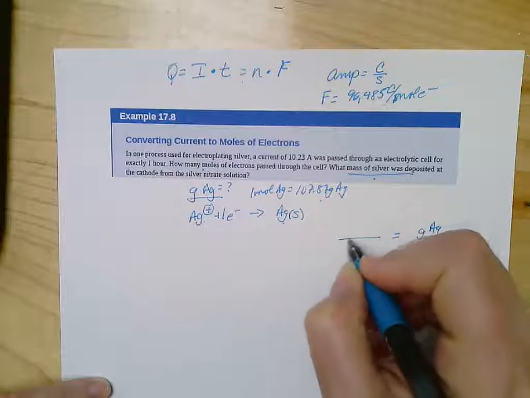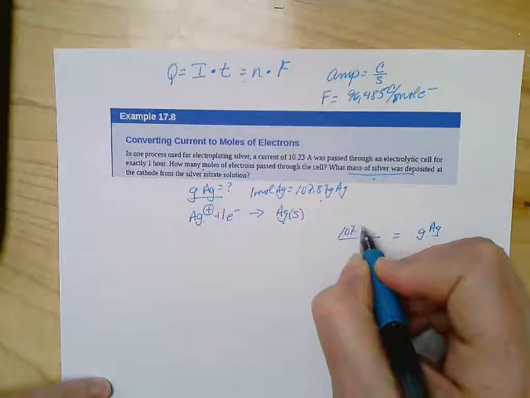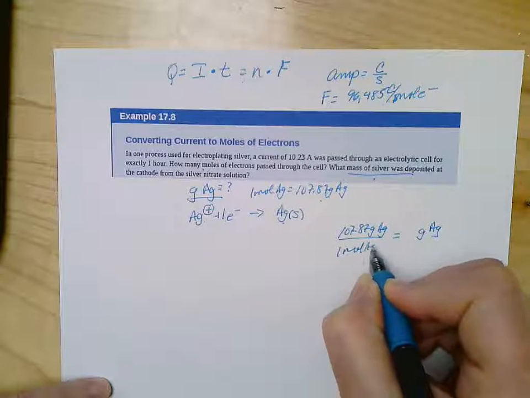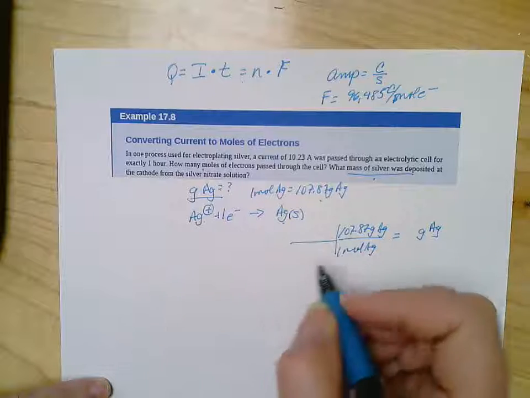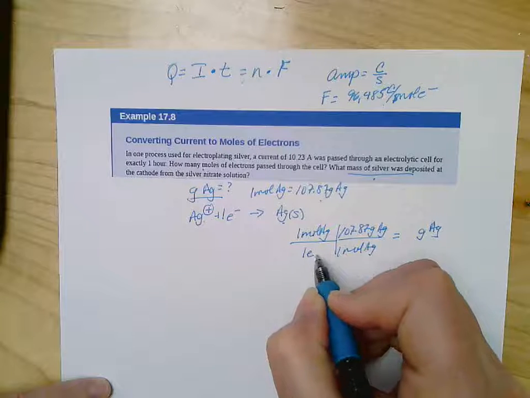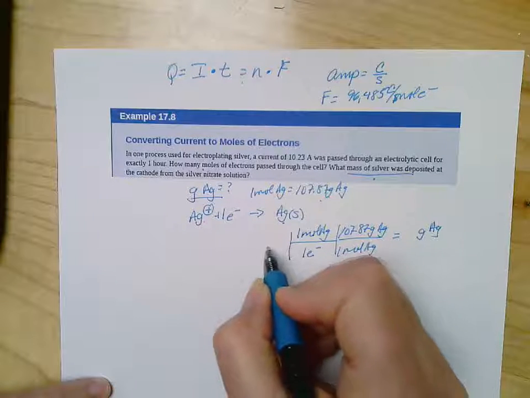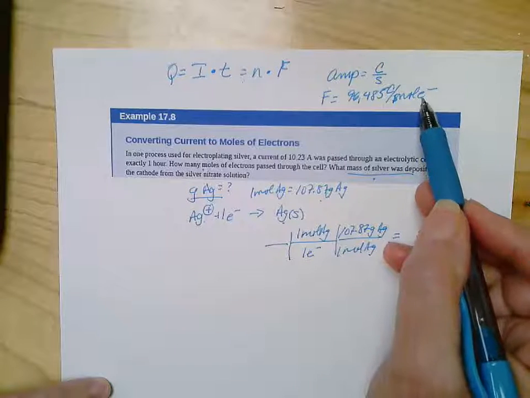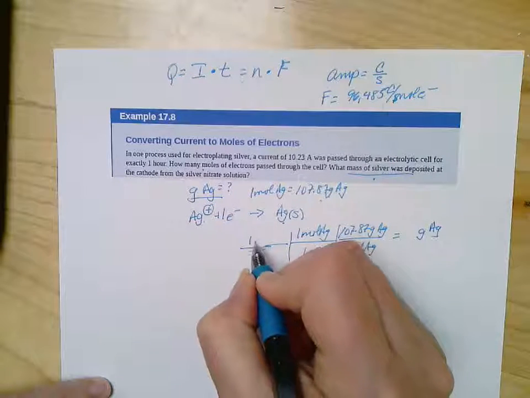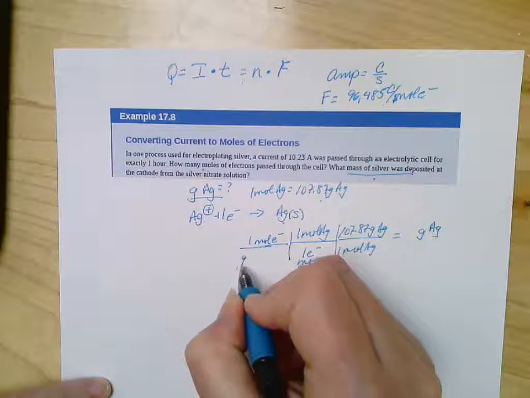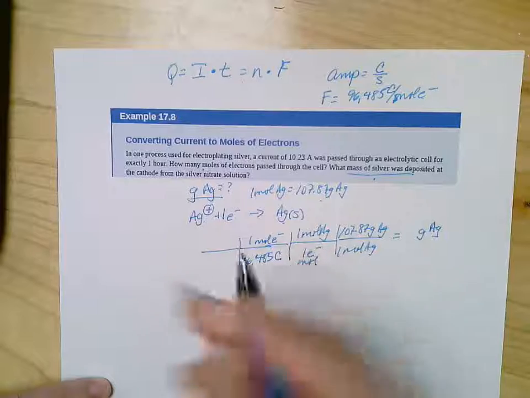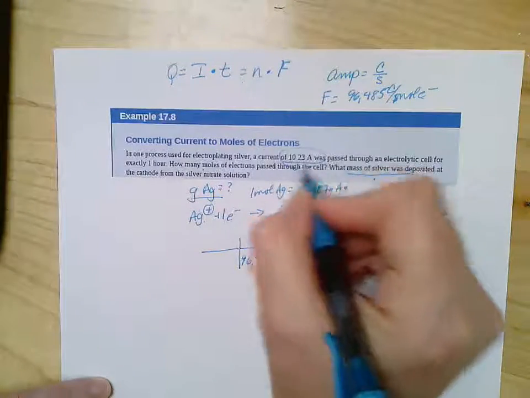So I know that I must have this molar mass last, 107.87 grams Ag for 1 mole of Ag. And then from this equation, I know for every 1 mole of Ag, it takes 1 electron. And so now I'm in electrons. So now I'm looking at this because this is 1 mole of electrons. So now I could put my 1 mole of electrons here and my 96,485 coulombs here.